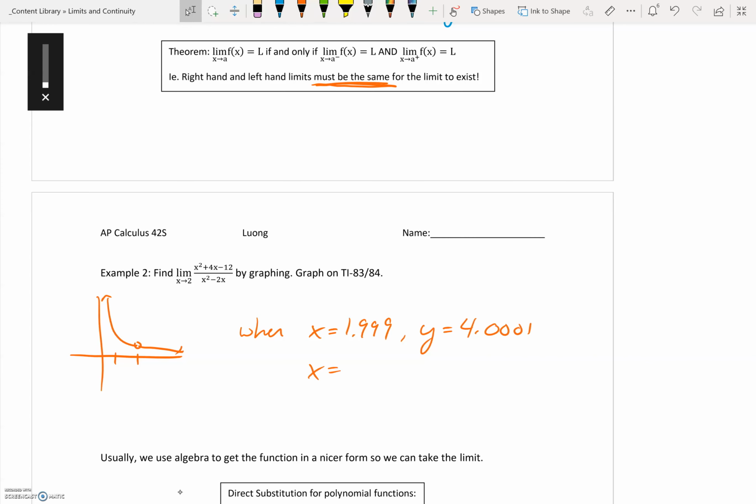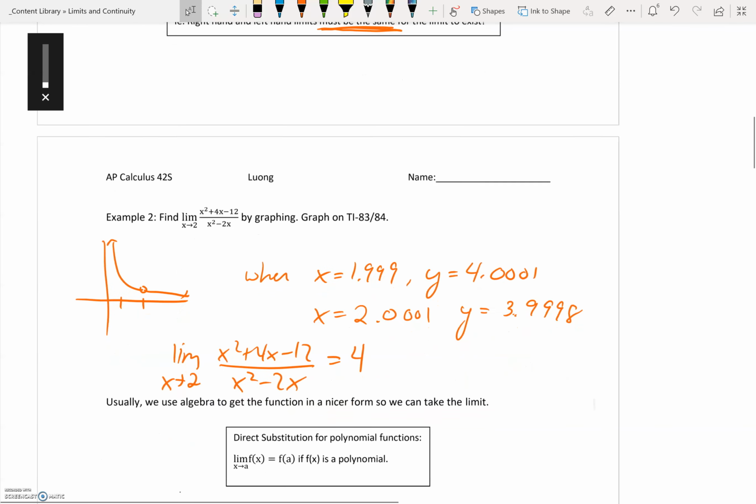If you try to approach it from the other side, the right-hand side, your x value will be 2.0001, and your y value is going to be 3.9998. So it looks like if we get closer and closer to 2, our y value is going to be 4. So the limit as x approaches 2 of x squared plus 4x minus 12 over x squared minus 2x is 4. That's what it looks like on the graph.